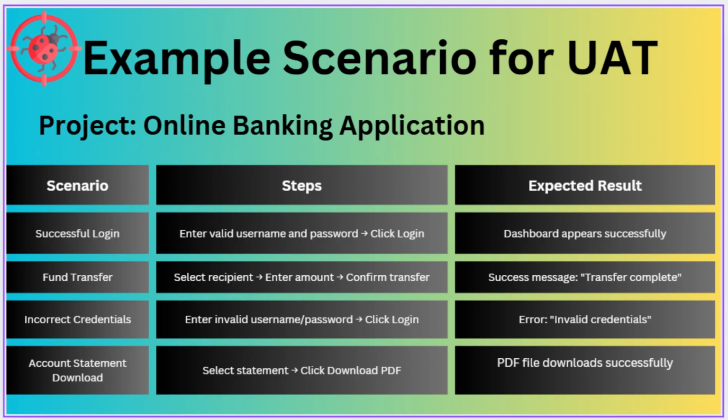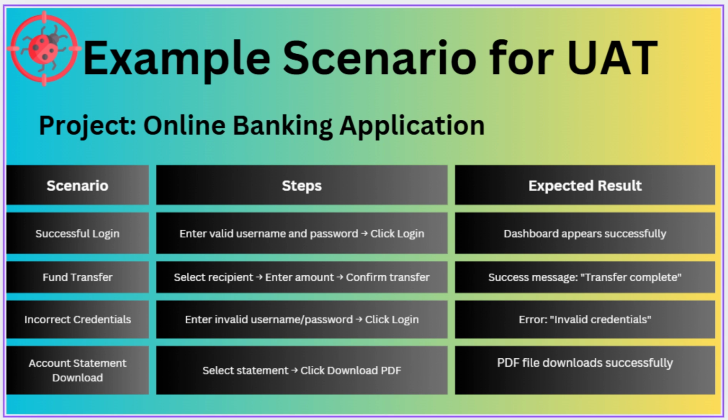Now we are going to talk about examples or scenarios for UAT testing. Here we have a project which is an online banking application, with some scenarios, steps, and expected results. For the successful login scenario, the steps are: enter a valid username and password, click login, and the expected result is that the dashboard appears successfully.